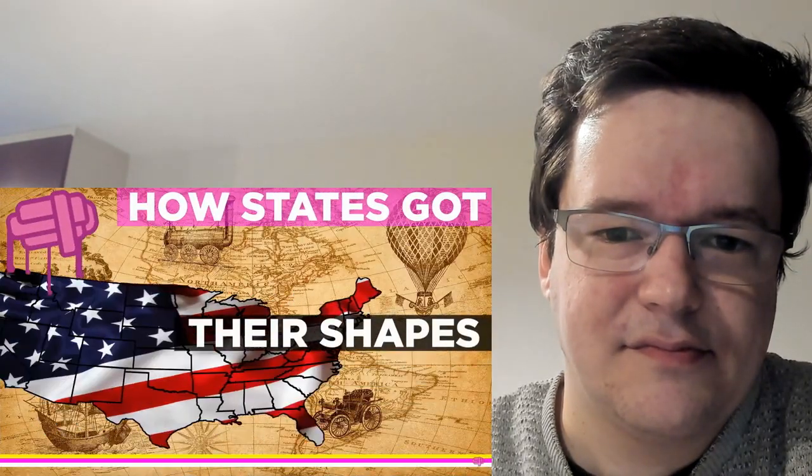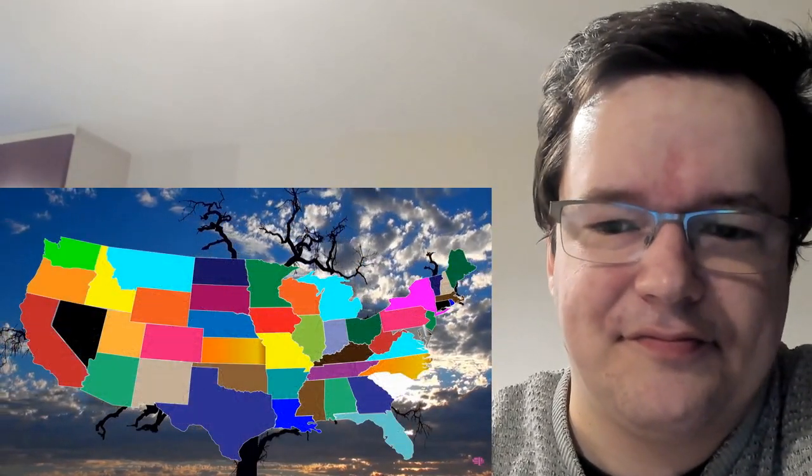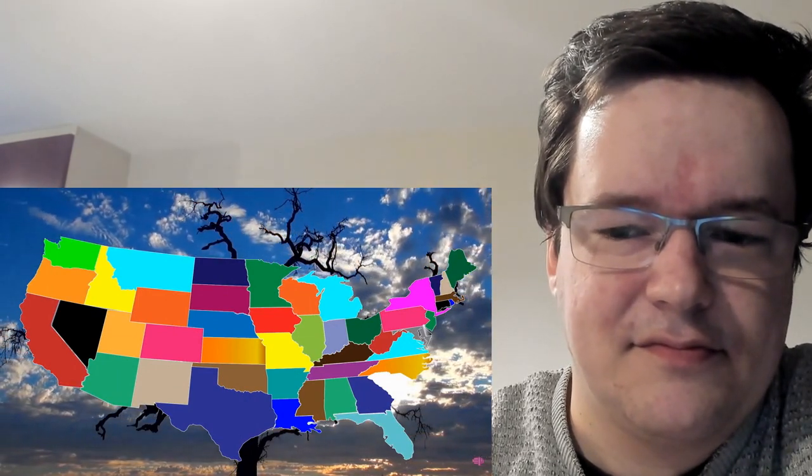So how did the states get their shapes? That's the question. There are some states that have very distinctive shapes that if shown on their own, not on a map, they would be very recognizable.